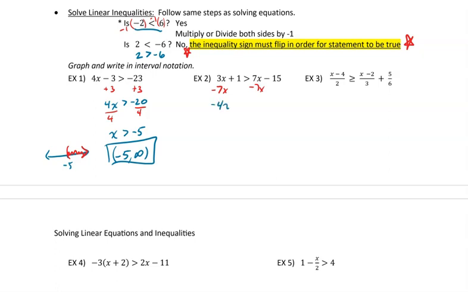So we're going to have -4x plus 1 is greater than -15. We can subtract 1 from both sides. So we get -4x is greater than -16.